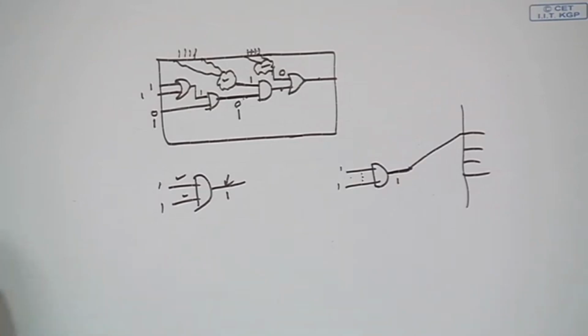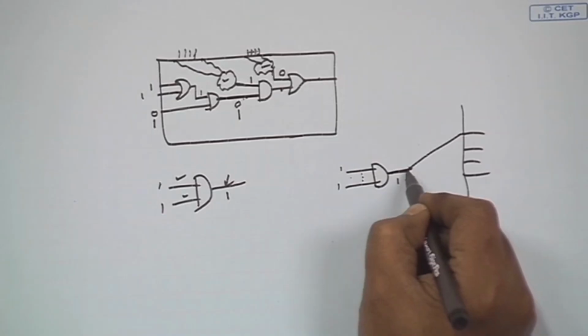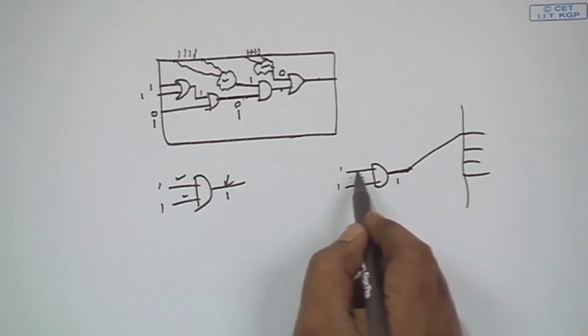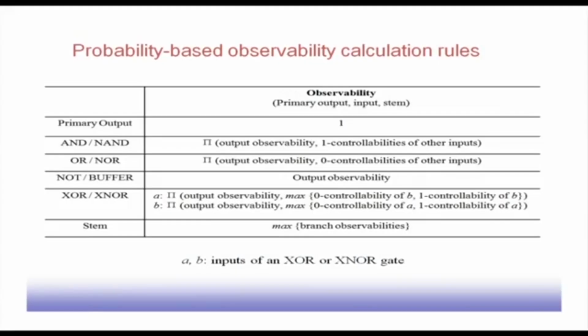So, naturally, we have to have this output observability, and the inputs have to be controlled so that we get ones at this point. As a result, we get the formula: the product of the output observability and the 1 controllabilities of the other inputs. Similarly, for a NOR gate, it is the same thing: the product of output observability and 0 controllabilities of other inputs. For a NOT gate or buffer, the output observability itself is sufficient.